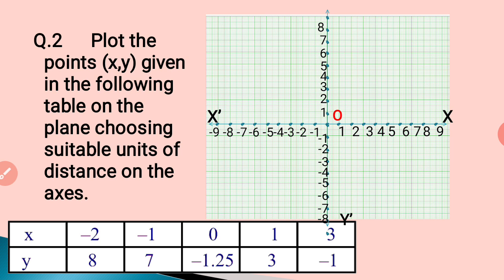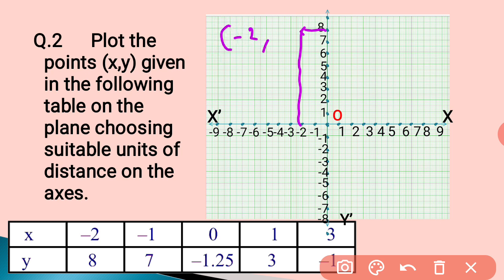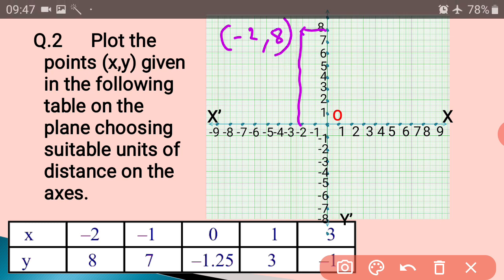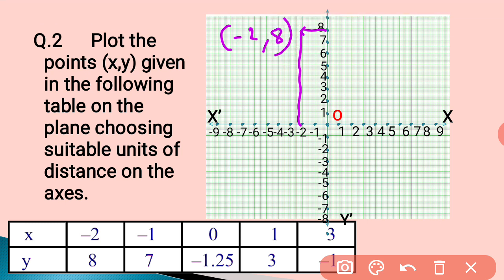Now the very first point to be plotted is -2, 8. Here we have to draw a perpendicular from -2 on the x-axis and on y-axis it is the positive, so we'll move ahead. From 8 also we'll draw a perpendicular. They are meeting at this point, and this point is named as -2, 8. So it is the perpendiculars to be drawn from the particular axis. Wherever the perpendiculars meet, you have the point.